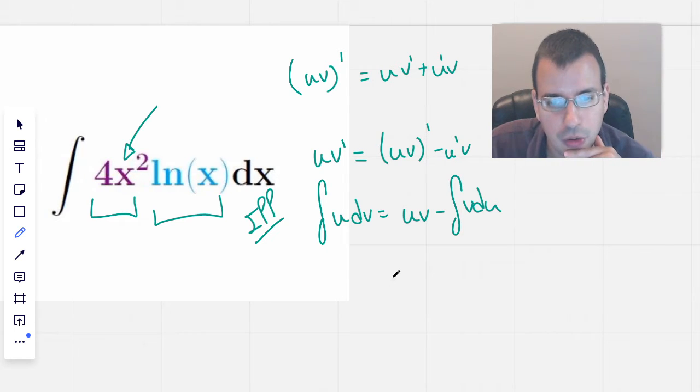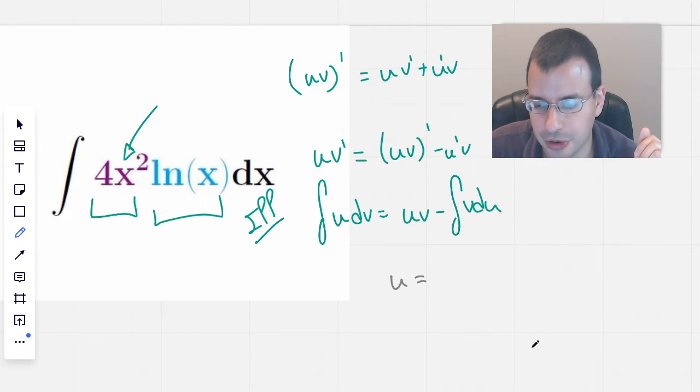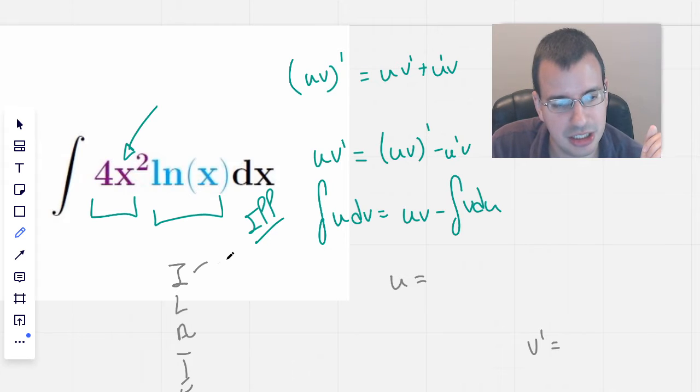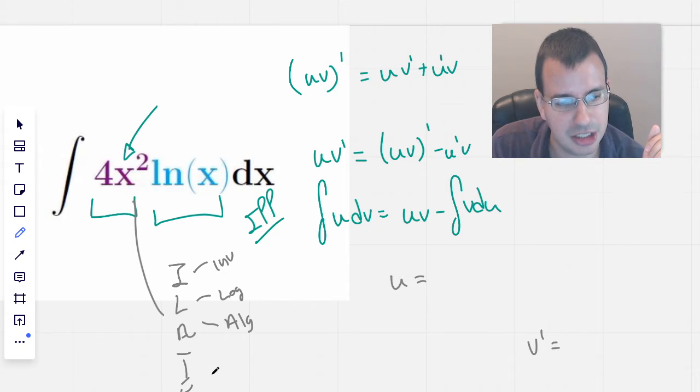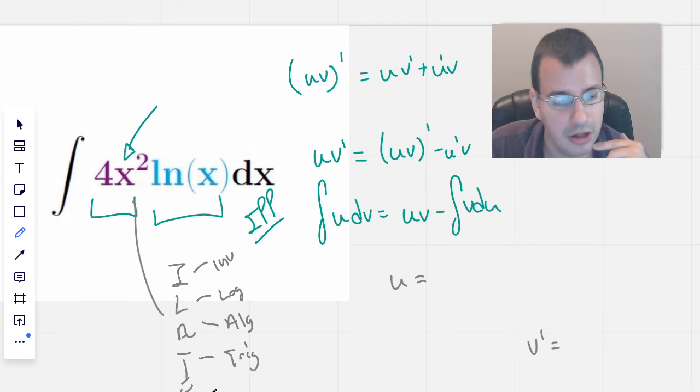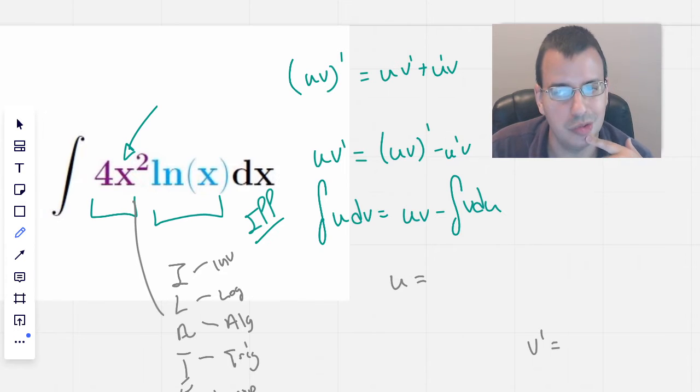All right, so now we're going to set it up as u equals, v prime equals, and the mnemonic that a lot of people use is ILATE. So this is inverse trigonometric, this is log, so natural log, this is algebraic, something like x squared, this is trigonometric, sine, cosine, tangent, secant, cotangent, and this is exponential. The idea is exponentials never go away, so you really don't want to use them as the v prime, or as u, if you can help it. And this is to help you choose u's.